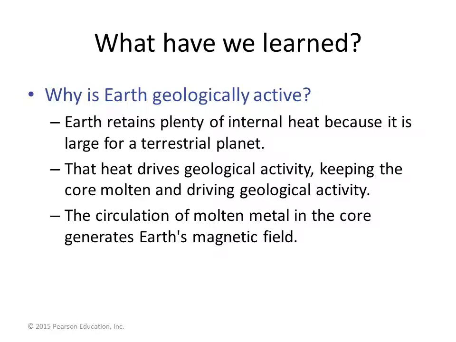So what have we learned? Well, first to answer some questions about Earth. Earth retains plenty of internal heat because it's large for a terrestrial planet, and of course radioactive decay is a reason for that. The heat drives geologic activity and keeps the core molten. Convection is going to cause movement of the Earth's plates. And finally, the circulation of molten metal in the core generates the Earth's magnetic field. So thank goodness we have a magnetic field to protect us from some forms of solar radiation.